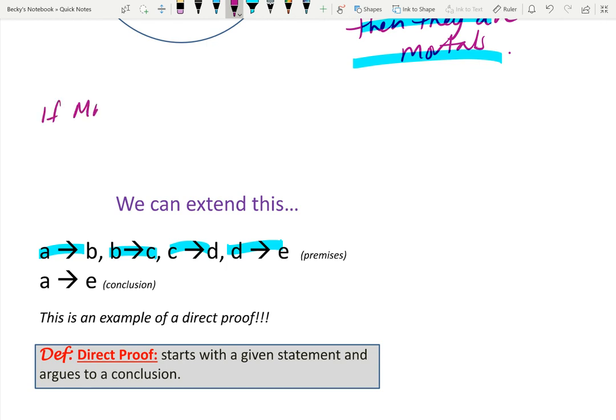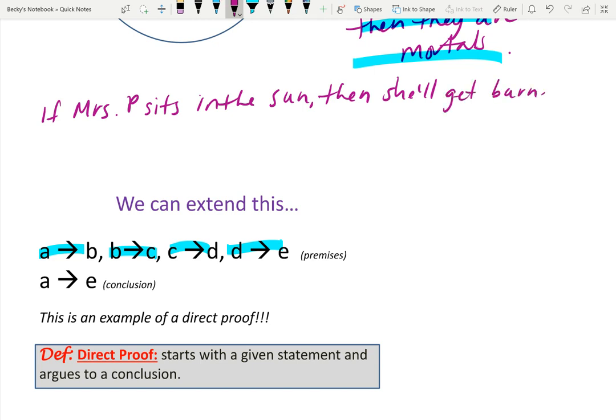If Mrs. P sits in the sun, then she'll get burned or sunburned. So that's my first sentence. That is my A to B. That is one premise. If I sit in the sun, then I'll get burnt.